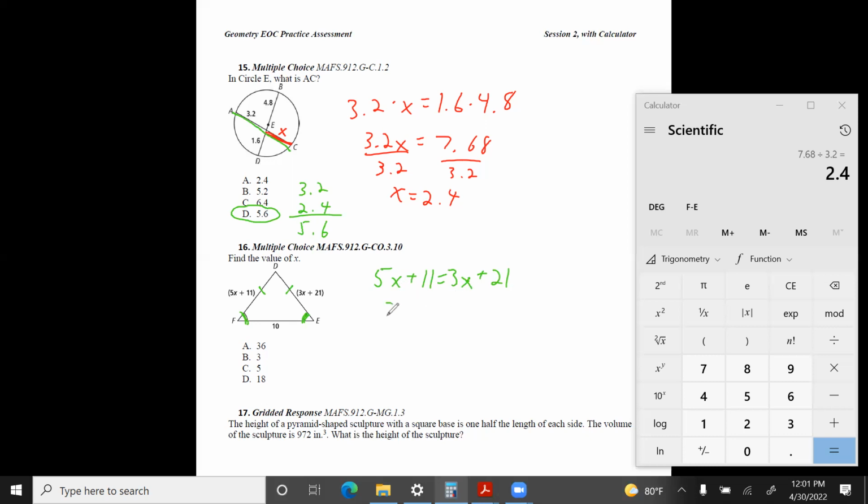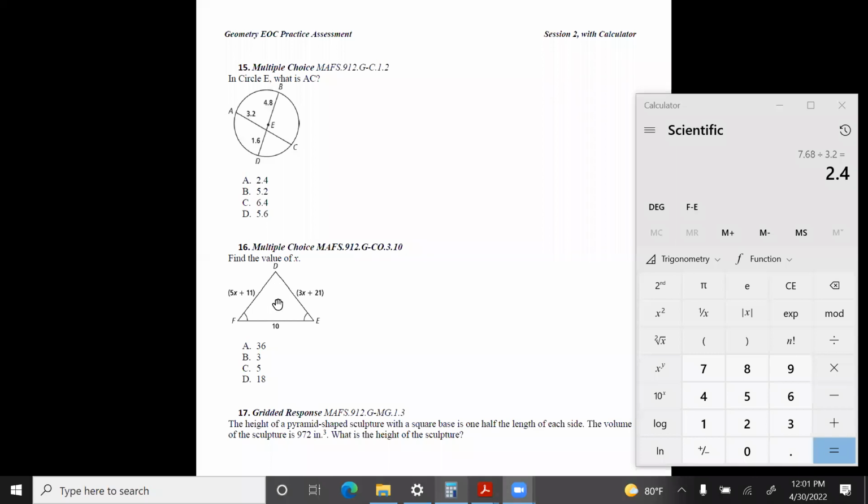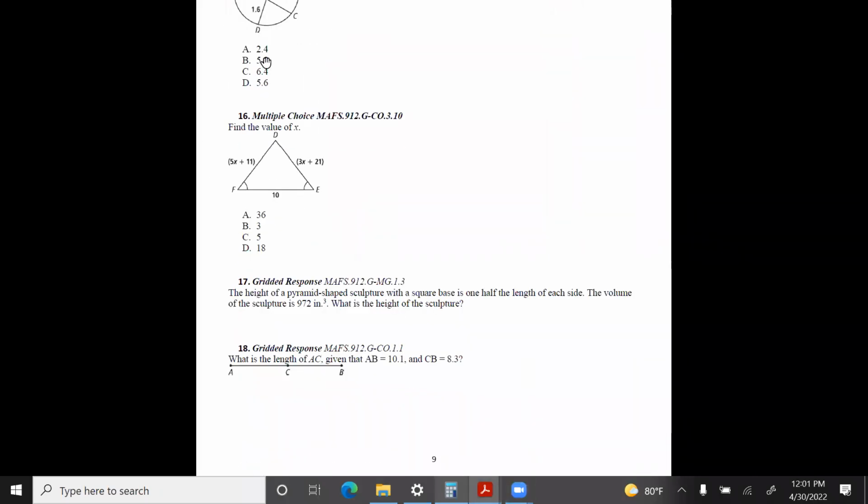Bring the 3x over leaves us with 2x. Bring the 11 over leaves us with 10. Divide by 2, and you're left with 5. It just wanted to know what x is, so x is 5. All right, let's scoot this up. There. All right, so we got two more down here.